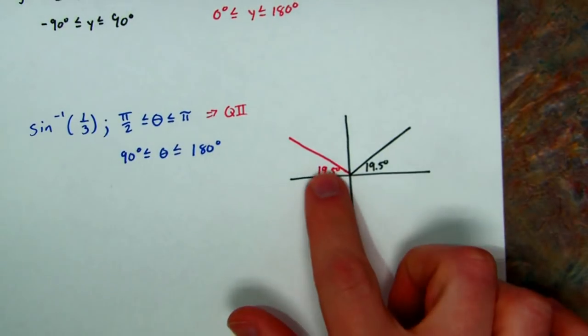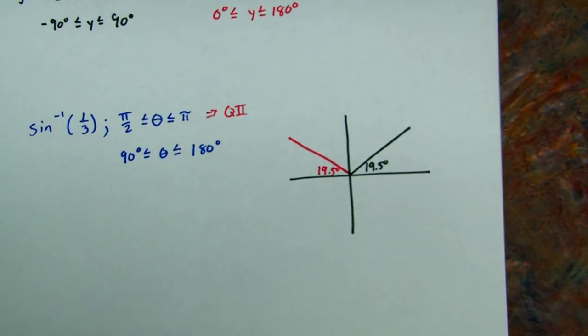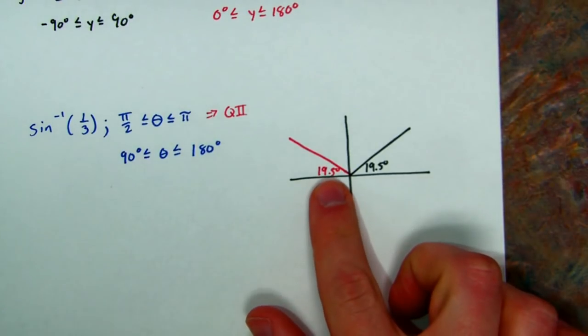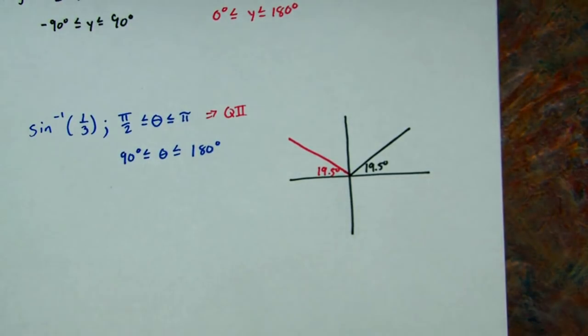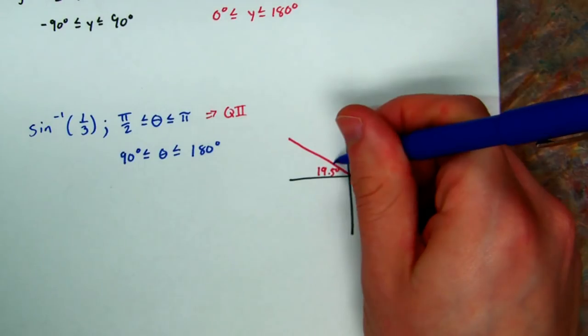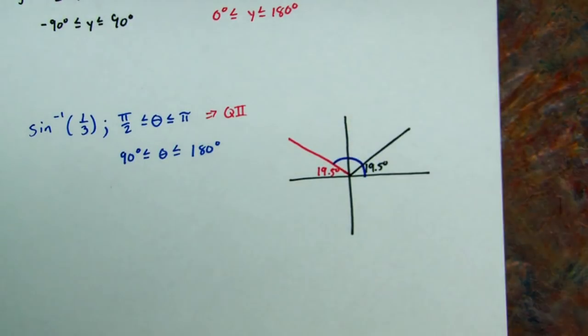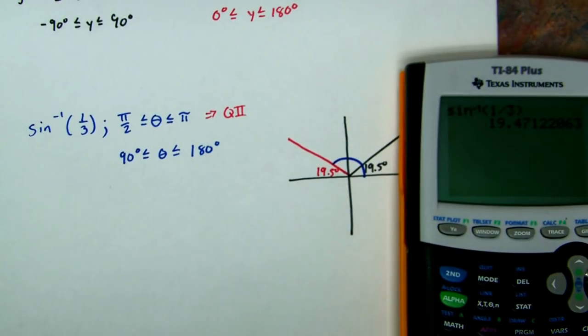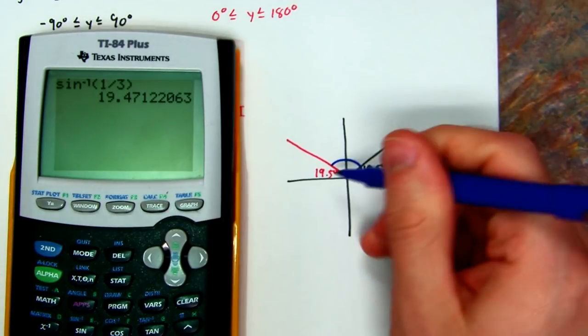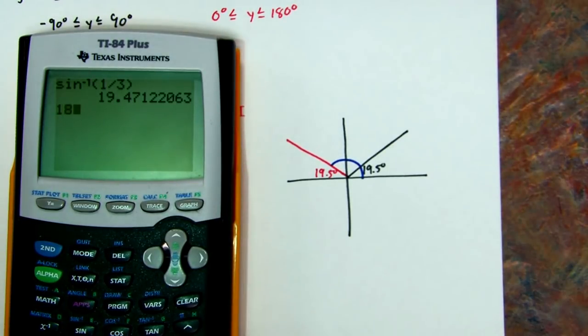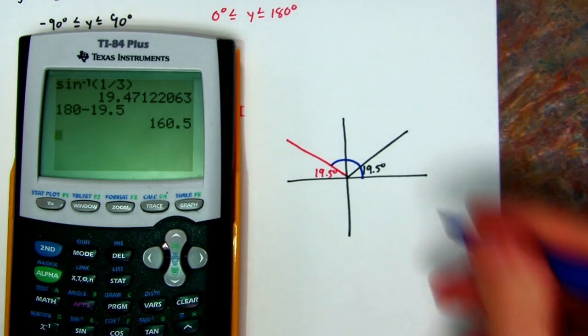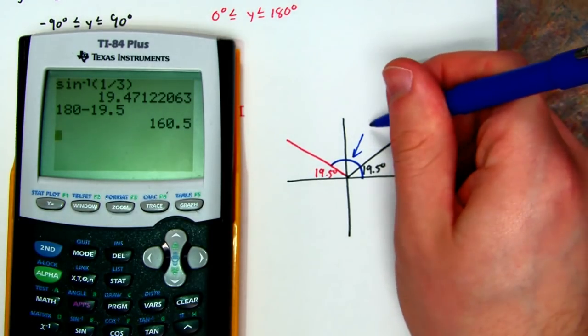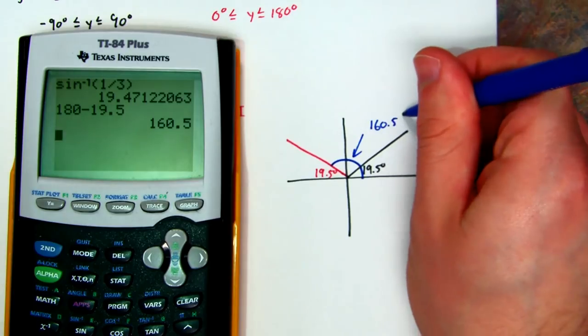So my reference angle here is going to be 19.5 degrees. That's my reference angle. So that means I'm looking for that angle right there. What I'm going to do here is subtract. This whole thing is 180. So I'm going to take 180, subtract 19.5, and the angle I'm looking for is 160.5 degrees.